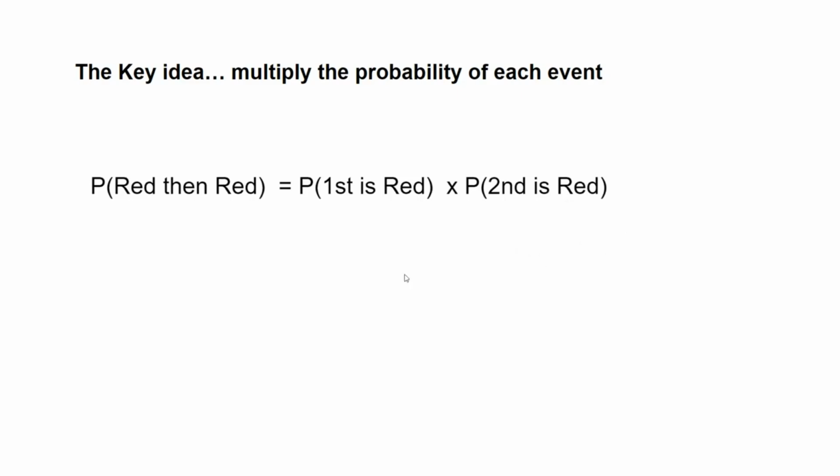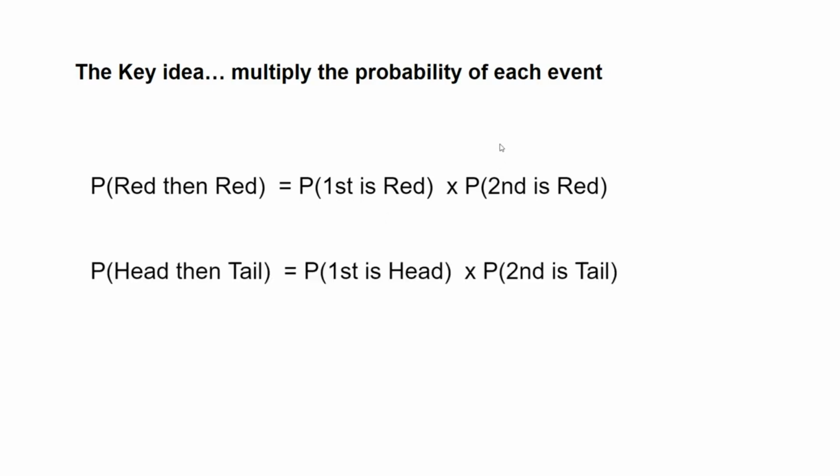So let's say the question was, what is the probability of picking a red ball from a jar and then another red ball from that jar? We're going to calculate that by multiplying the probability of that first event, the first red ball, with the probability of getting the second red ball. When we take the product of those two probabilities, it will give us our answer.